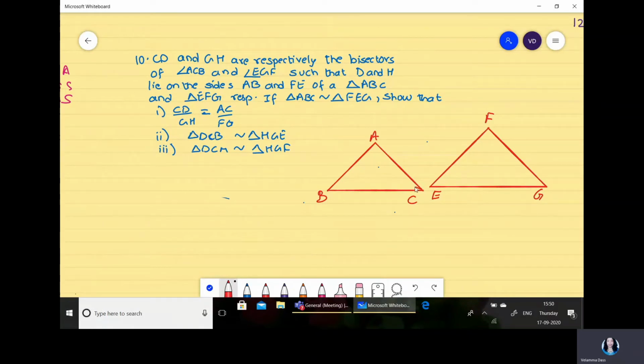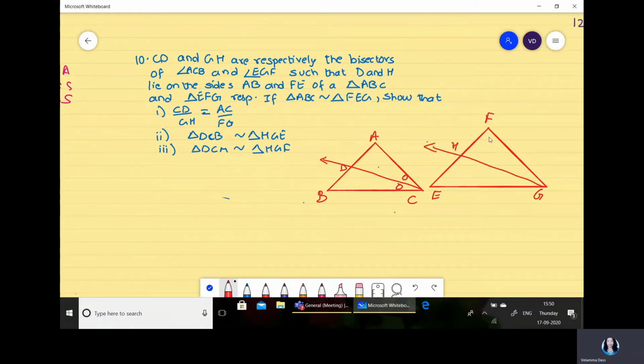So from here we draw the bisector. What do you mean by the word bisector? Bisector means dividing the angle into two equal measures. So here we find that angle ACD and angle BCD are equal.